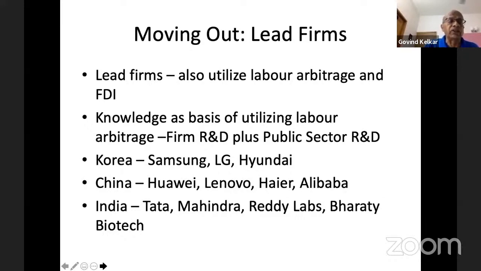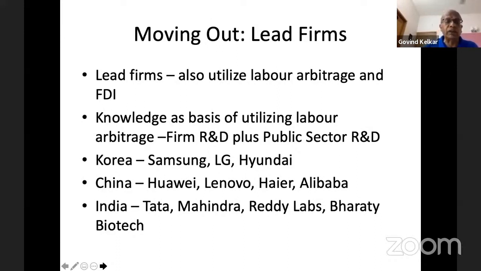For instance, Korea has developed its own big lead firms like Samsung, LG, and Hyundai. China has Huawei, Lenovo, Haier, Alibaba, and many others now which have come up. And India has a few, but nothing really as big as these. There's Tata, there's Mahindra, there's Reddy's Labs, there's Bharat Biotech, but these are all much smaller. But these are the beginning of developing lead firms which can therefore move the country into a higher growth path.